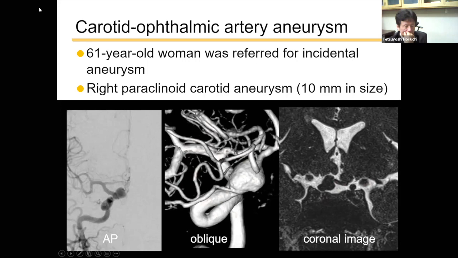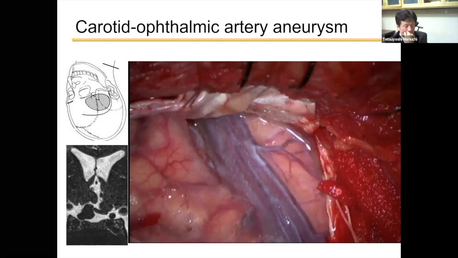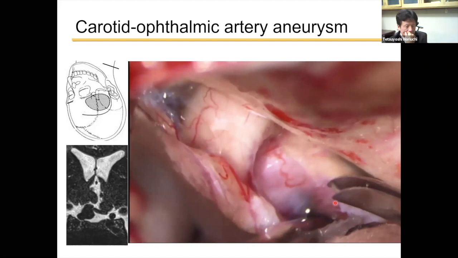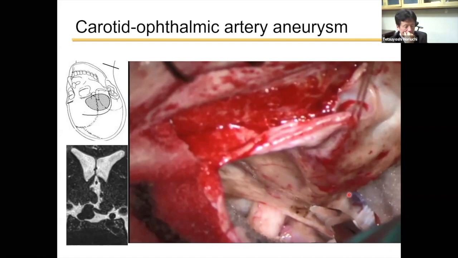I will show you the video. This is a right-sided approach, and you can see the Sylvian fissure. This is the optic nerve. This is the internal carotid artery, and you can see the aneurysm. The anterior clinoid process is removed intradurally.